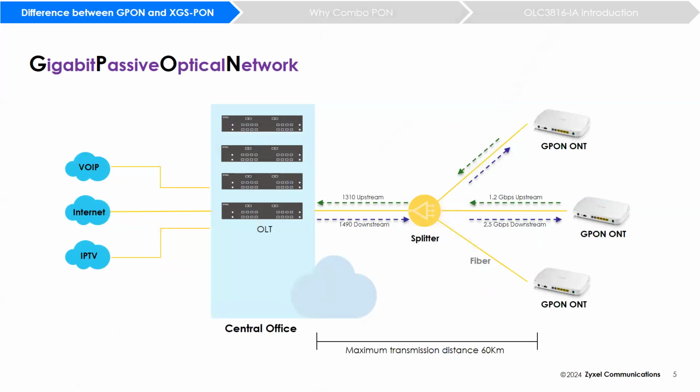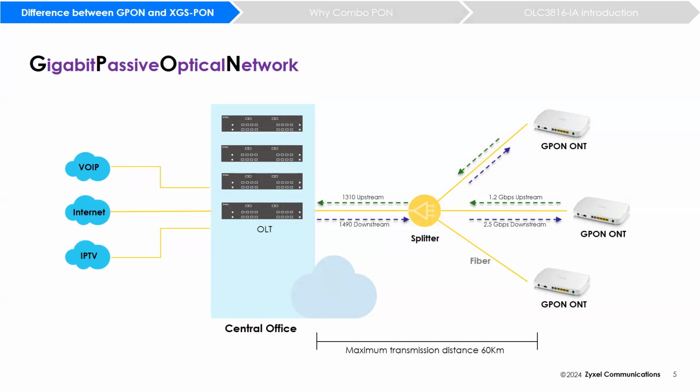As you can see, the word GPON stands for Gigabit Passive Optical Network, which means in the upstream direction, it can provide up to 1.2 gigabits in upload data transmit rate. And in the downstream direction, it can provide 2.5 gigabits downstream rate.